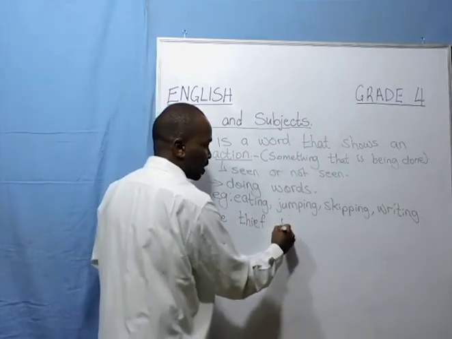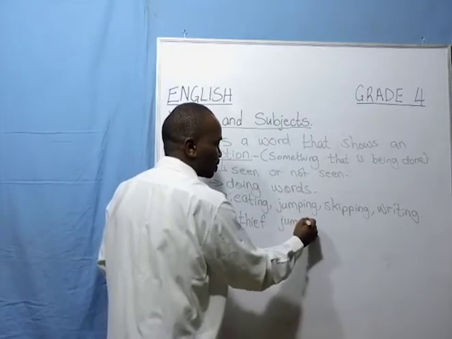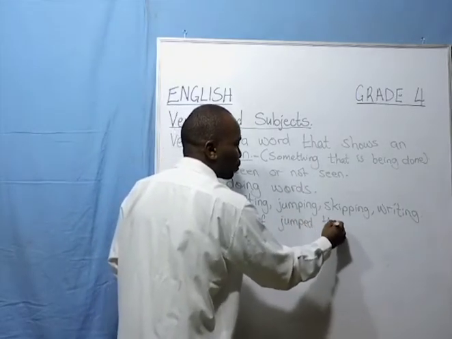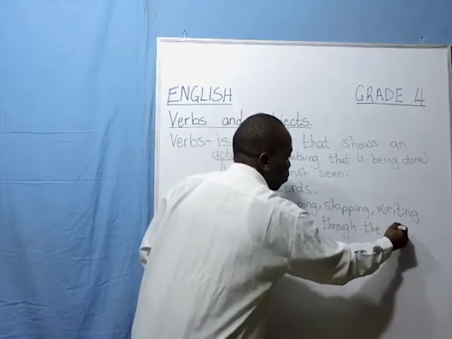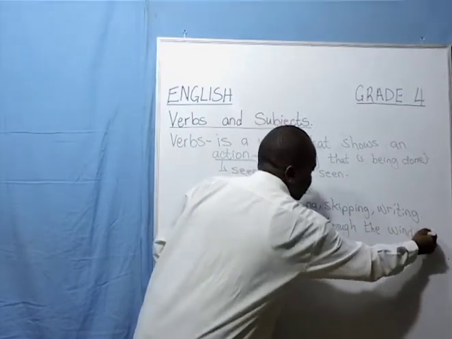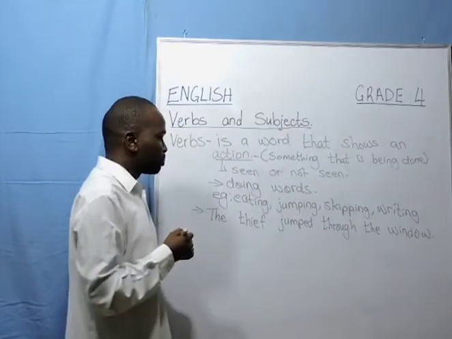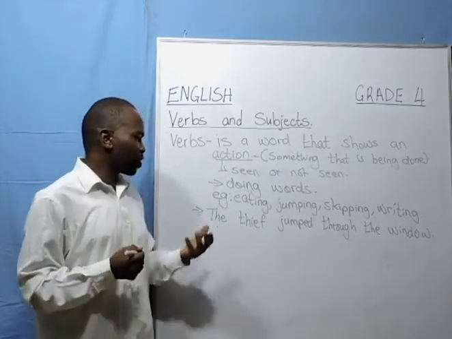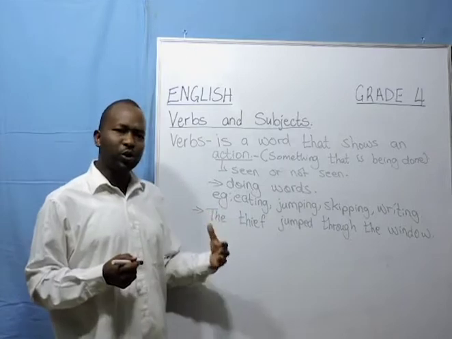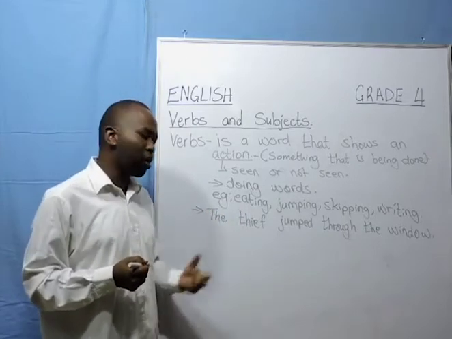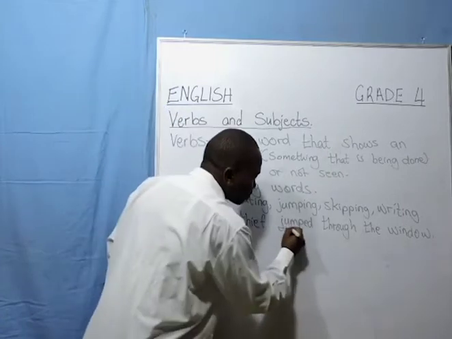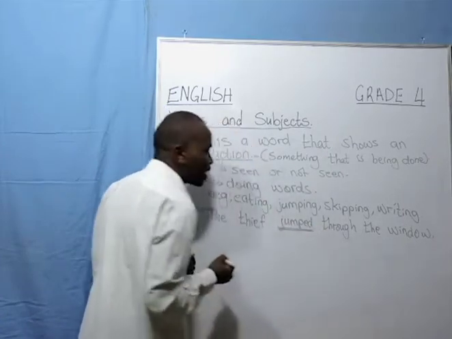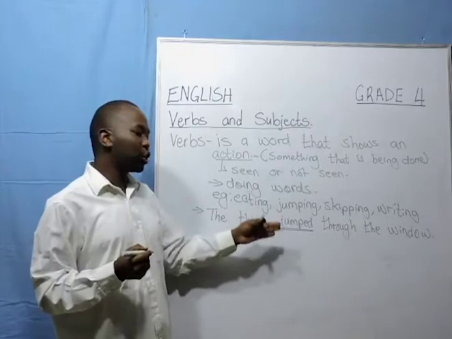Now, if you have them in sentences, we can say, the thief jumped through the window. The thief jumped through the window. So in that sentence, which word shows us the action that is going on? Yes, the word will be jumped. So this is the action word. Jumped is the action word.